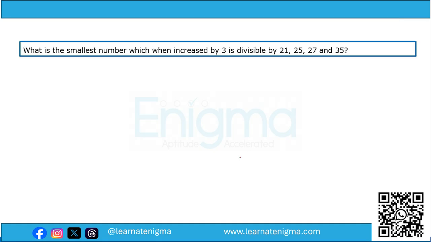What is the smallest number which, when increased by 3, is divisible by 21, 25, 27, and 35? Now, again, remember this kind of wording.